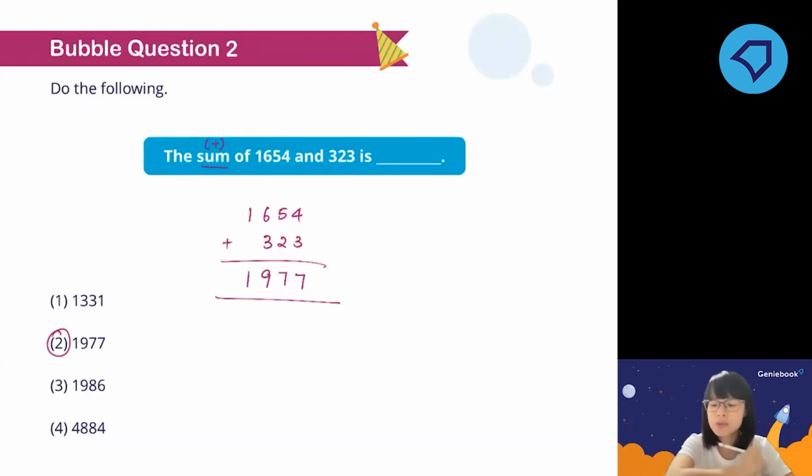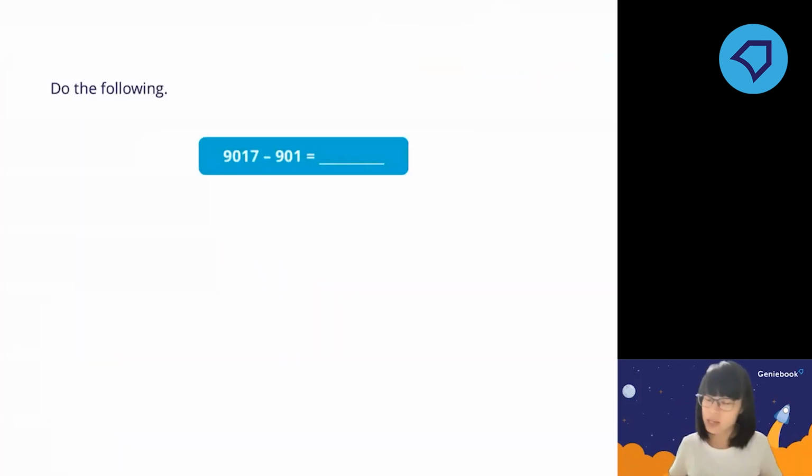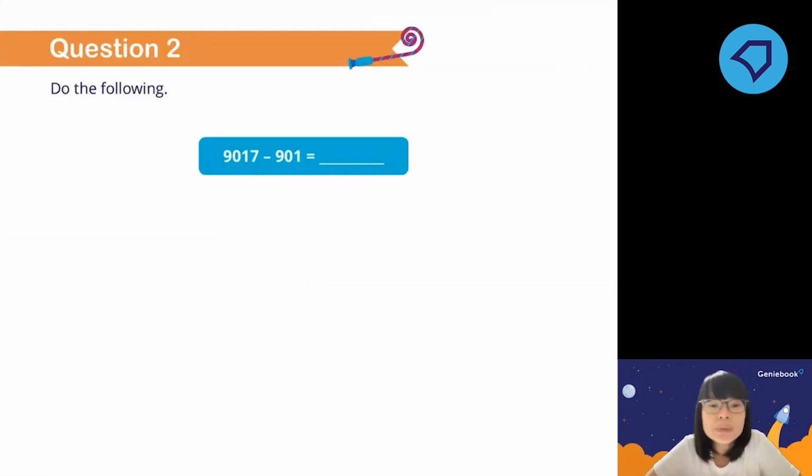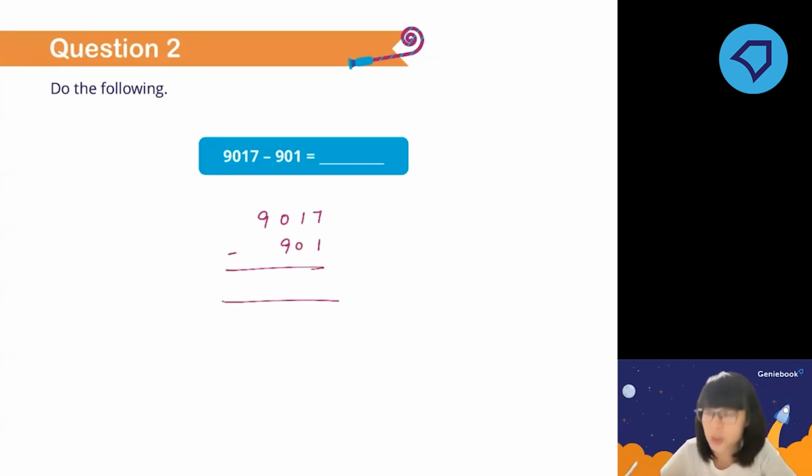All right, so let's move on to question number 2. So we have already covered addition. Can you make a guess what the next question would be about? Subtraction, naturally, right? Because we're talking about addition and subtraction today. So now let's do the following. We have 9,017 minus 901. What would you guys get?